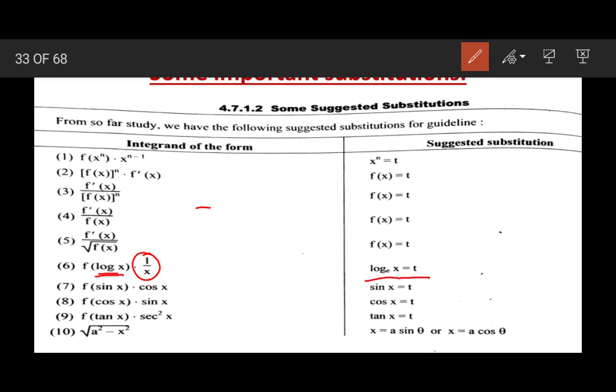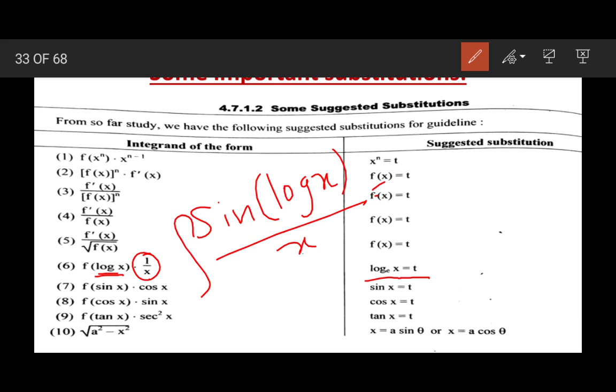Suppose it is given as the integral of sine of log x upon x dx. In this case, we take log x, and we know that the derivative of log x is 1 upon x. Hence we substitute log x as t, and the derivative of log x will be 1 upon x dx.